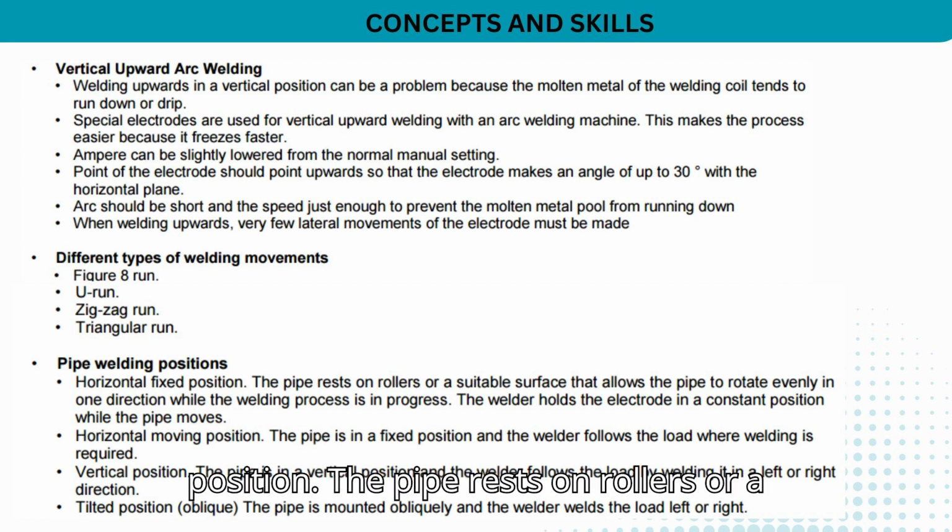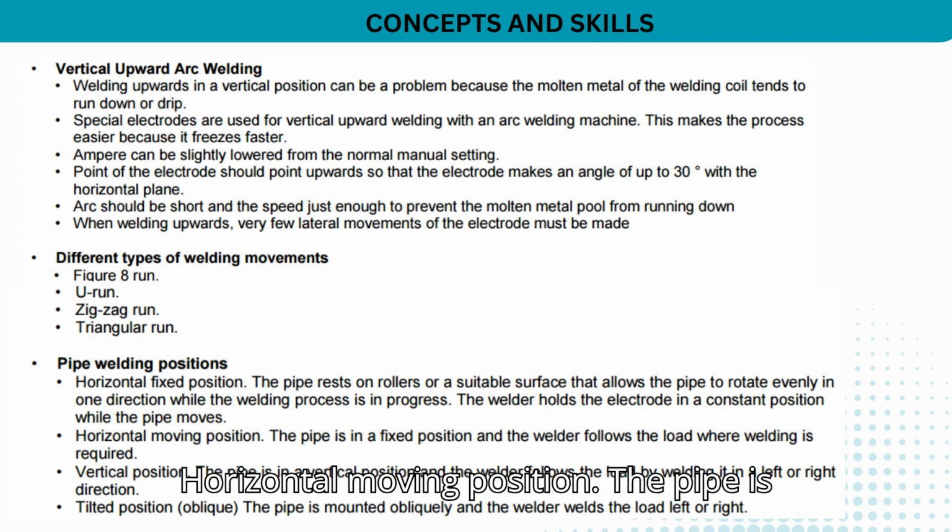Horizontal fixed position. The pipe rests on rollers or a suitable surface that allows the pipe to rotate evenly in one direction while the welding process is in progress. The welder holds the electrode in a constant position while the pipe moves.